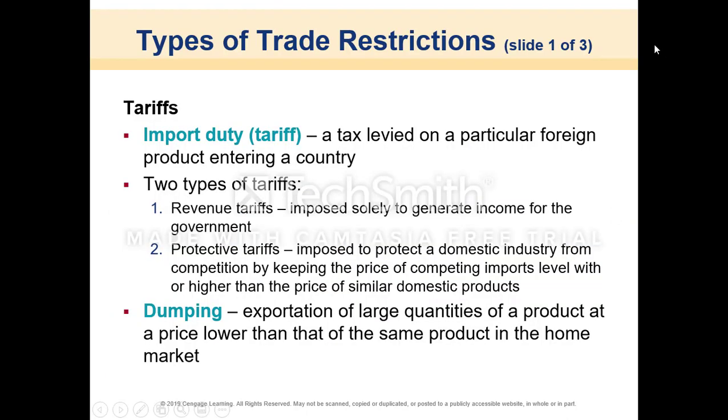Okay, now whenever we're talking about exporting and importing, usually you'll start talking about trade restrictions. So there's 2 main types of trade restrictions. There's tariffs, and then there's non-tariffs. So first we'll talk about tariffs. These are the most common types of trade restrictions. It's just a tax on things that are being imported or exported. And then dumping drives down the price of a domestic item in order to better compete.